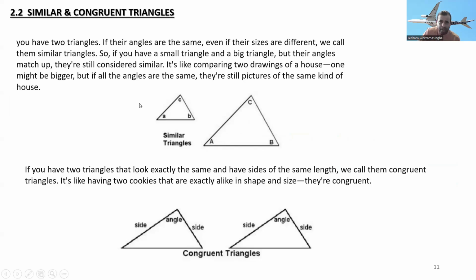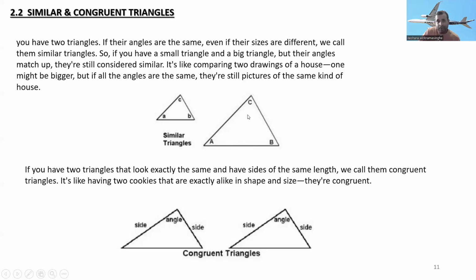You can see these two triangles. The sizes are different, this triangle is smaller than this one, but we call them similar triangles. Even though the sizes are different, if you have a small triangle and a big triangle but their angles match up, they are still considered similar.